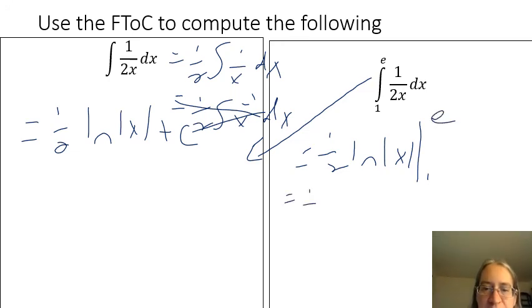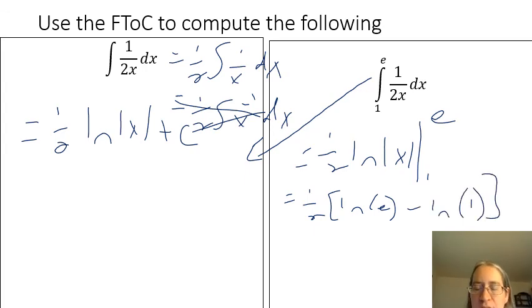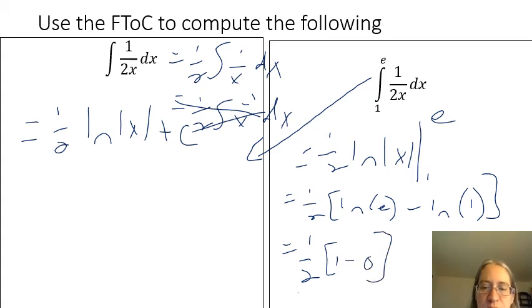So that's 1/2 times natural log of e is positive, so I'll just put e, minus natural log of 1 is also positive, just put 1. All right, now the natural log of 1 is 0. And since natural log is log base e, natural log of e, that's 1. So that actually it's 1 minus 0 in there. So my answer is 1/2.